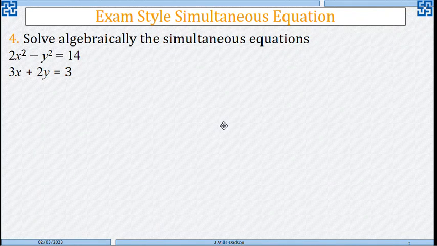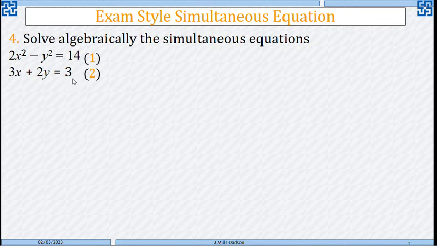This is one of the hardest questions you could have for your GCSE exams on simultaneous equations. You're supposed to solve this simultaneously, and the best method is to use what we call the substitution method. So first, let's label our equations.